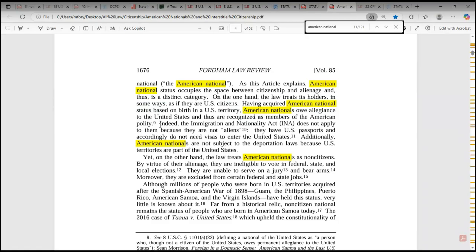The Immigration Act does not apply to them because they are not aliens, so they don't have to do naturalization procedures. They have U.S. passports and accordingly do not need visas to enter the United States. Additionally, American nationals are not subject to deportation laws because U.S. territories are part of the United States. Not in the constitutional sense, but for sure statutory and so forth and treaties.